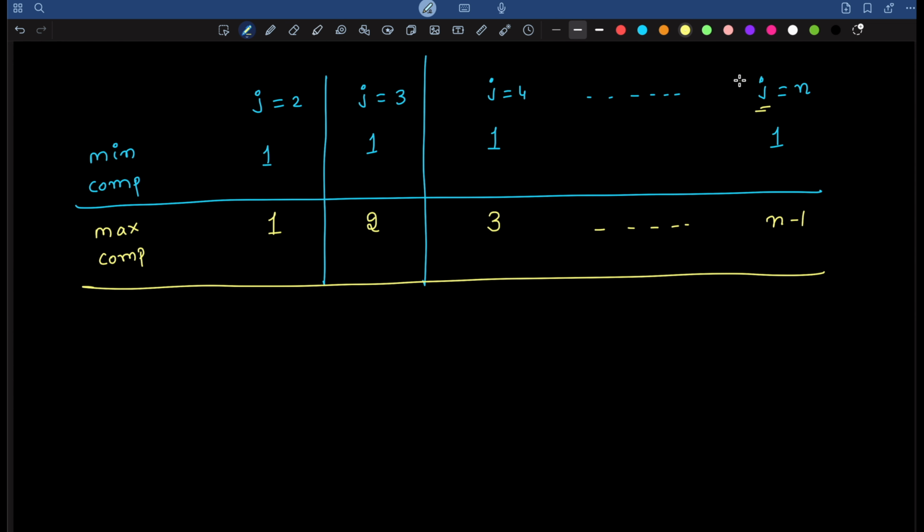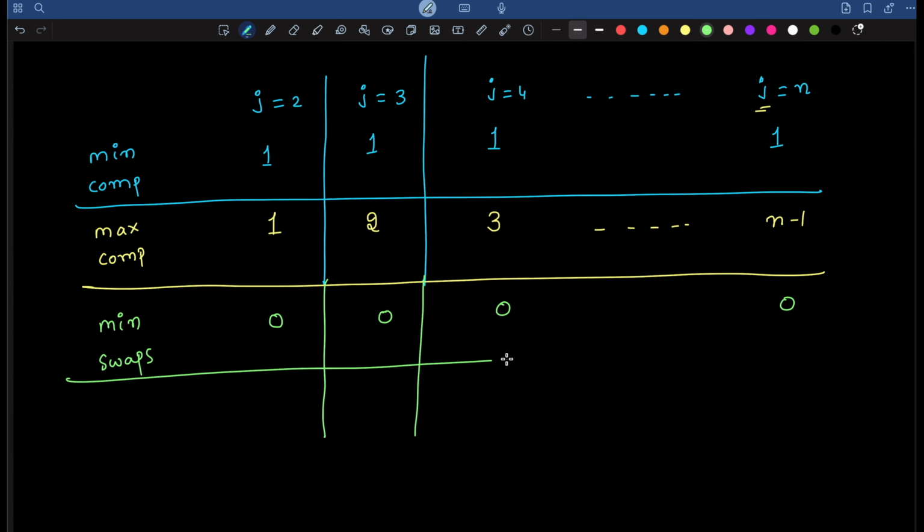Similarly, how many minimum swaps are required here? Minimum swaps for each of these values of j. The minimum number of swaps required when the value of j is equal to 2 is 0. J equal to 3 will also be 0, 0, 0, right? So this is my best case, right? In the best case, the number of swaps will be 0.